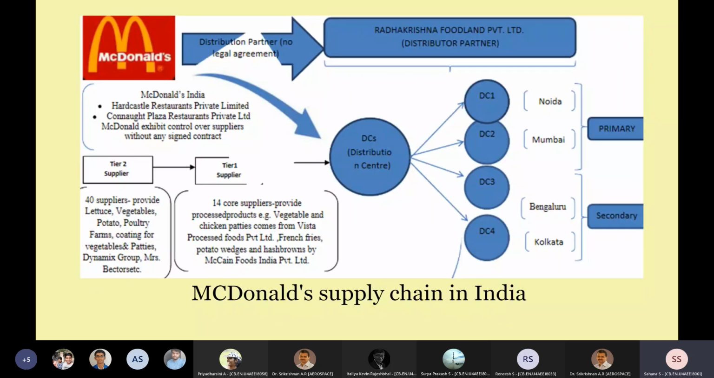So the next is the McDonald's supply chain in India. It is a flow chart, and it has centers in Noida, Mumbai, Bangalore, and Kolkata. Tier 1 and tier 2 suppliers: tier 1 are the core suppliers, and tier 2 are the suppliers which have some level of processing, and then it goes to the restaurant.